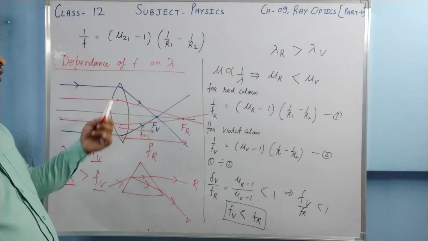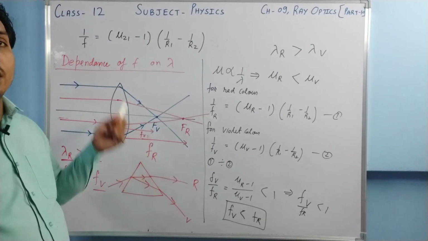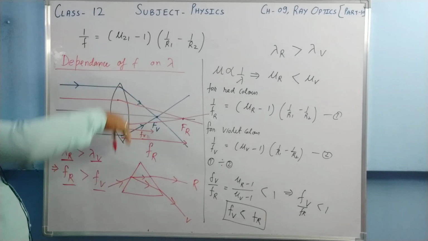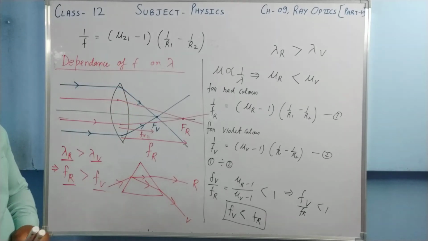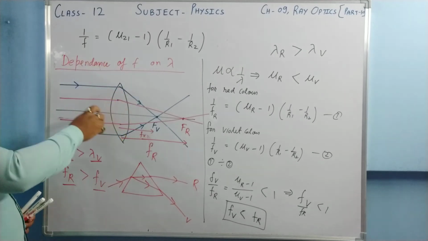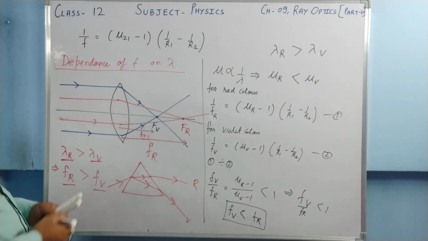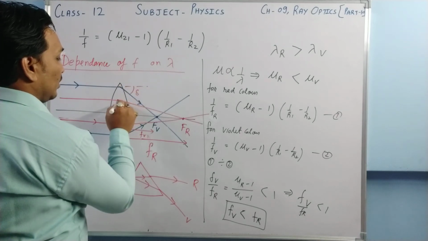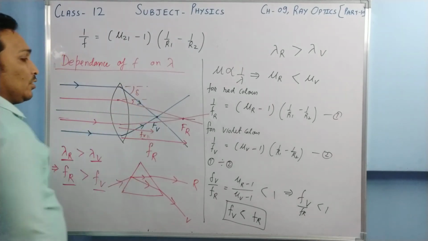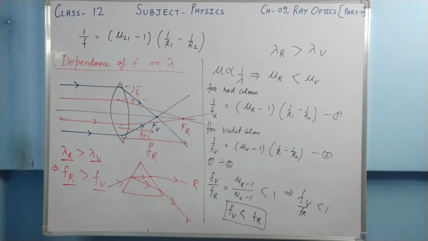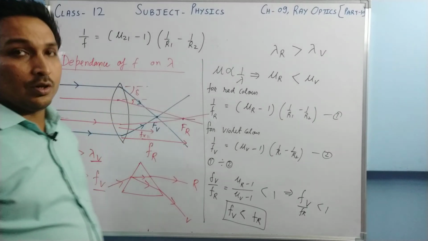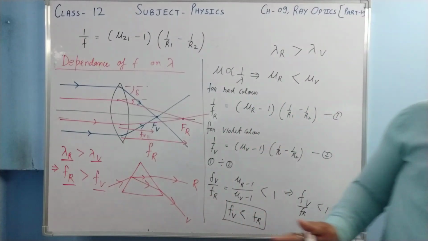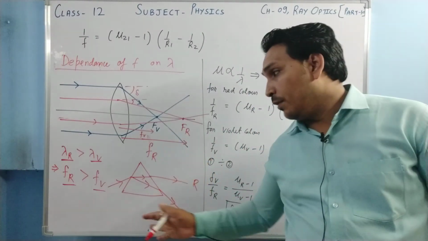The same happens here also, because here it is refraction only. So violet color will be deviated more and red color will be deviated less. Just see, for violet color this much is the deviation and for red color this much is the deviation. So violet color will be deviated more, and that's why it has less focal length than red color. So it will apply for all.